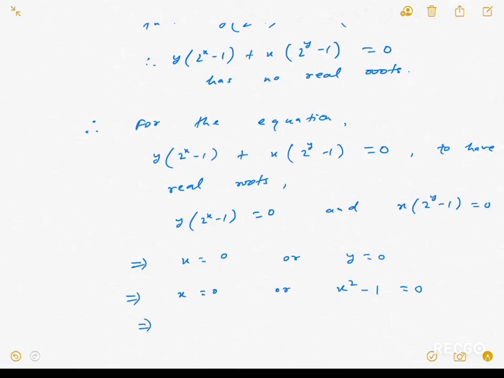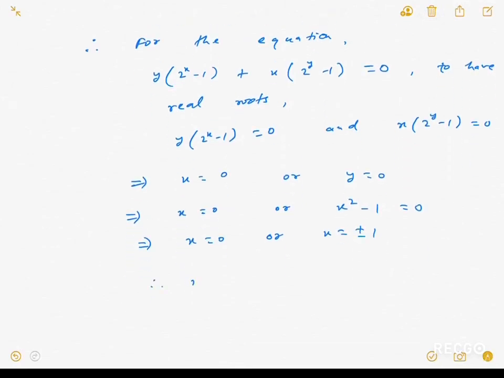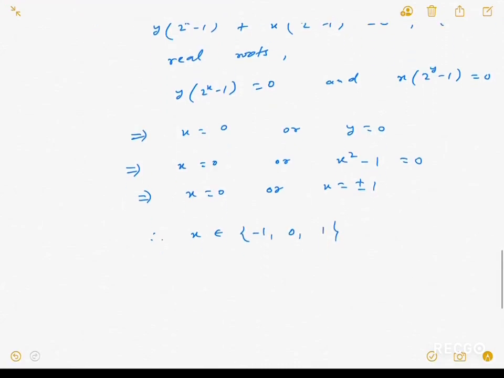So therefore either x can be equal to 0 or x can be equal to plus or minus 1. So finally x belongs to the set minus 1, 0 and 1. So you can see the number of distinct roots is equal to 3. So this is our final answer, and this is how these days questions are being asked.